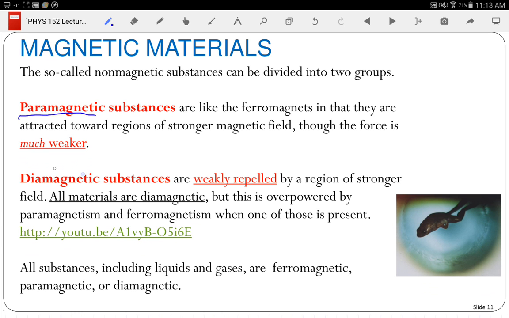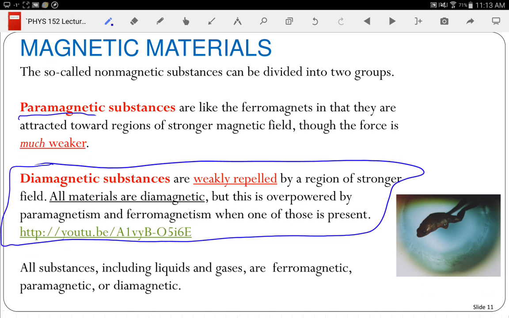Everything in the world is diamagnetic. Now, I'm not going to show this video. It's a video of the levitating frog. But every material is diamagnetic. But diamagnetism is really weak. So unless a material is not paramagnetic and not ferromagnetic, we don't observe the diamagnetism. But the diamagnetism is diametrically opposed to ferromagnetism. So instead of you put it in a magnetic field and it's attracted, it's repelled.